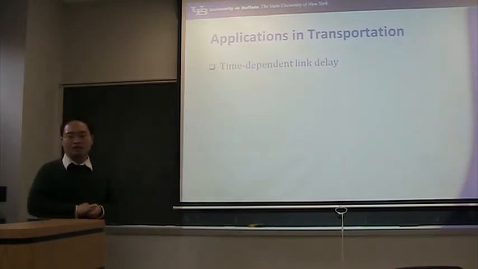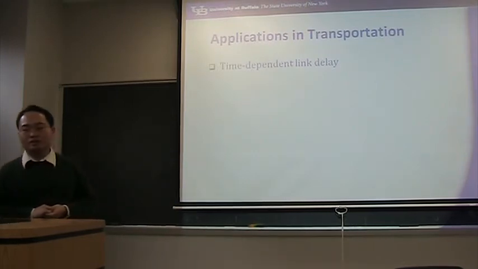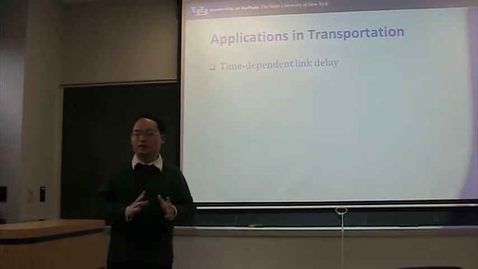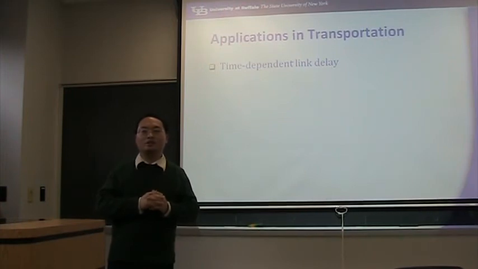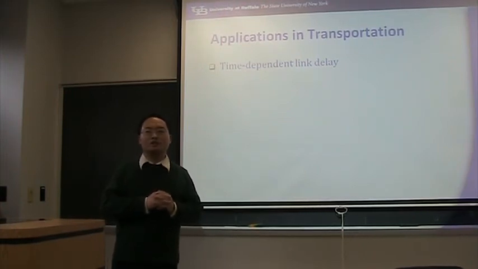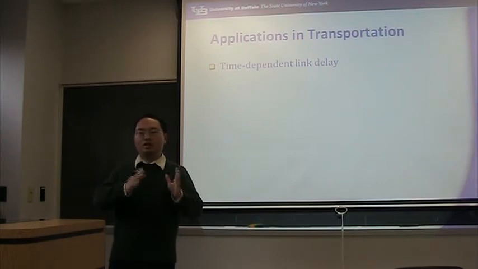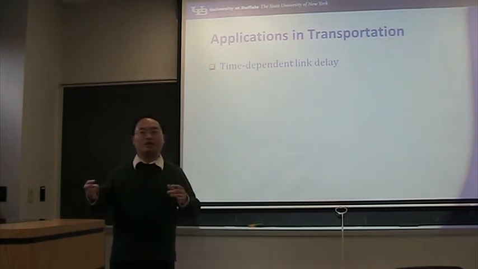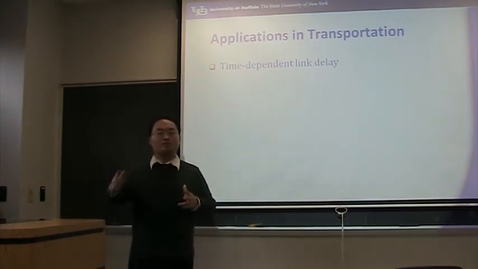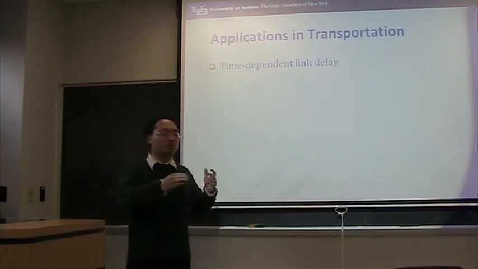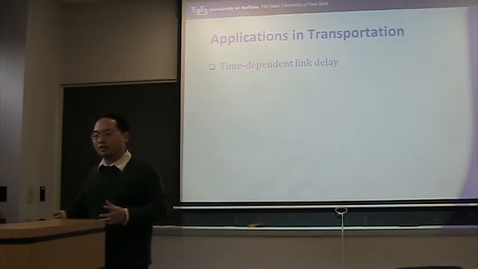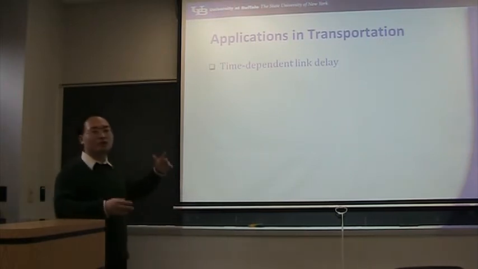Now, the third topic of today is the application of shortest path in transportation. The first topic we want to talk about is time-dependent link delay. What does this mean? This means that from one node to another node, there is a base travel time. But if you travel at a different time period, the delay will be different. For example, sometimes it's very congested, so you have longer travel time. And in this case, how can we calculate the shortest path?